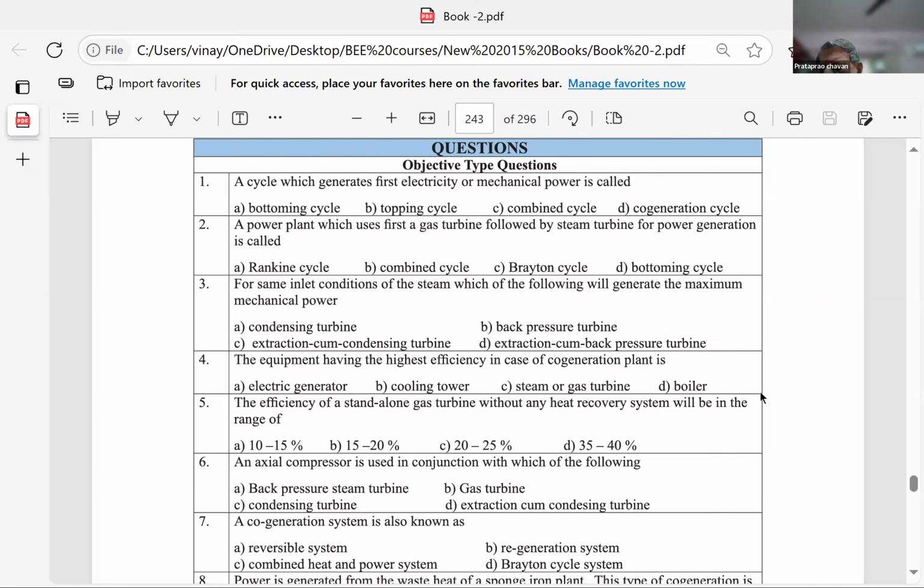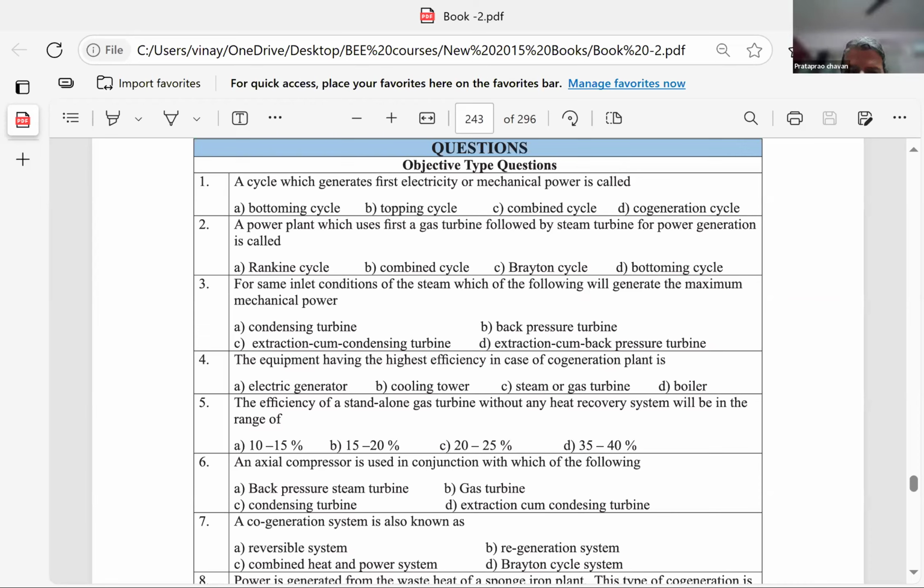As we solve these questions in the morning, let us take one. A cycle which generates first electricity or mechanical power is called, come on, tell me, whether it is topping or bottoming. First, topping. Topping, correct. A power plant which uses first a gas turbine followed by a steam turbine for power generation is called combined cycle. Gas and steam both. That is why it is called combined cycle. Remember, you must have seen the diagram made in the book earlier.